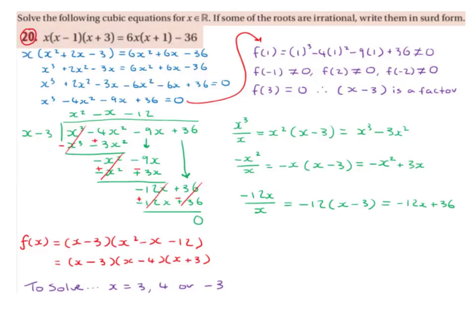So x minus 3 is one factor, and x squared minus x minus 12 is the other factor. We can then factorize x squared minus x minus 12 to give us x minus 4 times x plus 3. So to solve, if x minus 3 is equal to 0, then x is equal to plus 3. If x minus 4 is equal to 0, then x is equal to plus 4. And if x plus 3 is equal to 0, then x is equal to minus 3. So our solutions are 3, 4, and minus 3.